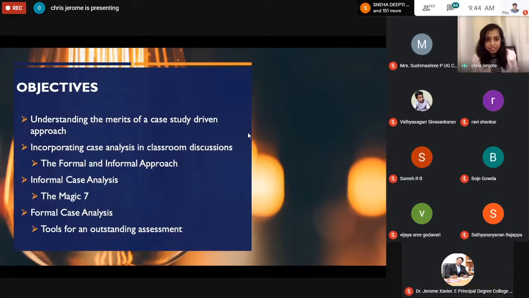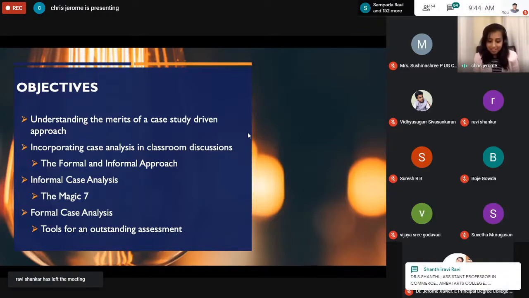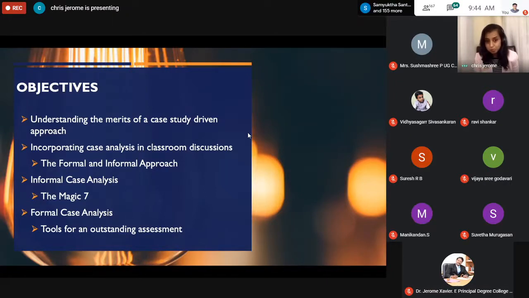My objective today is to give you my two cents on four main themes. One is to understand and discuss the merits of a case study-driven approach. And two is to talk about incorporating case analysis and really demonstrating that this can be a very, very seamless approach. I speak about two specific approaches, a formal as well as an informal approach, where the formal approach is structured, detailed discussions, and the informal case study analysis is just a fun way of critically thinking and problem solving.